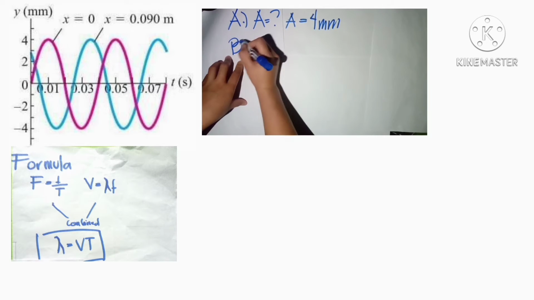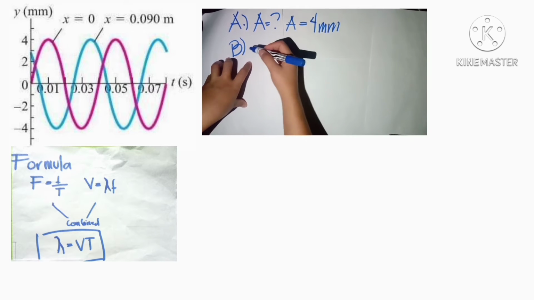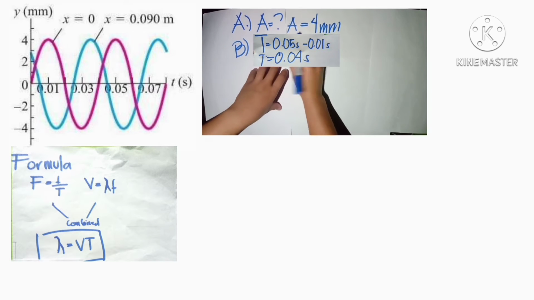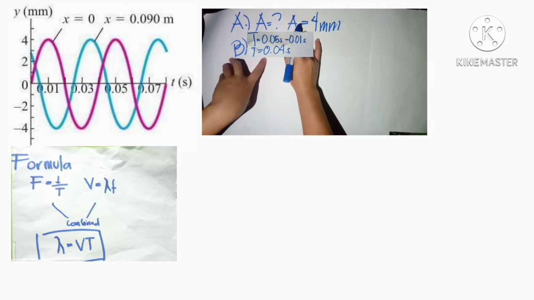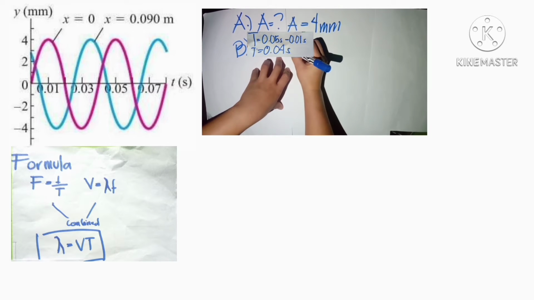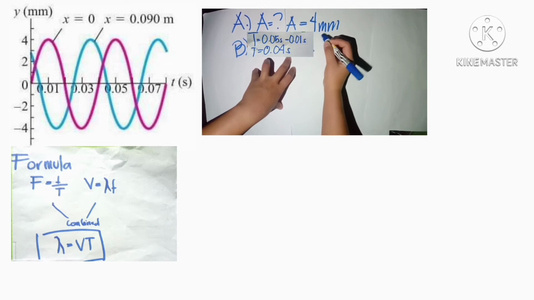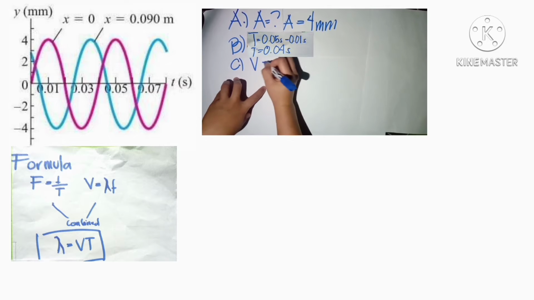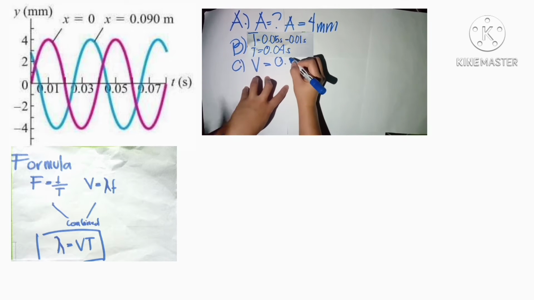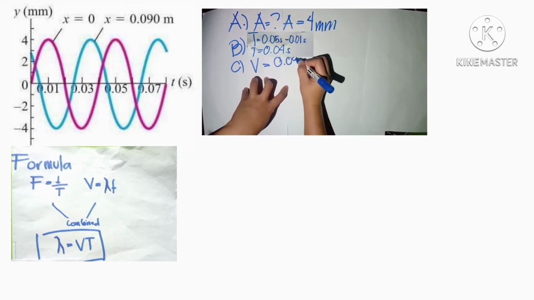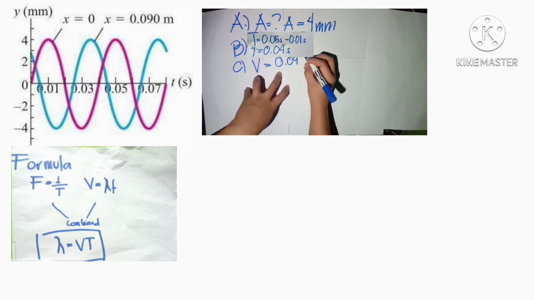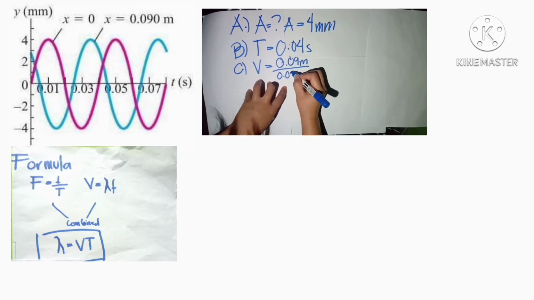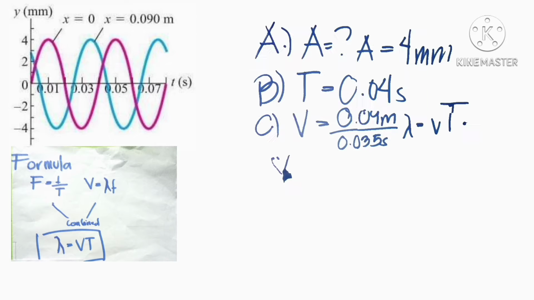For part B, we were asked about the period of the wave, and the period is the amount of time it takes the wave to complete one full cycle. So the period is 0.05 seconds minus 0.01 seconds. The period is now 0.04 seconds. Now, in part C, we're asked about the speed of the wave and the wavelength of the wave. The velocity is 0.09 meter, divided by the time that elapsed, which is roughly 0.035 seconds.